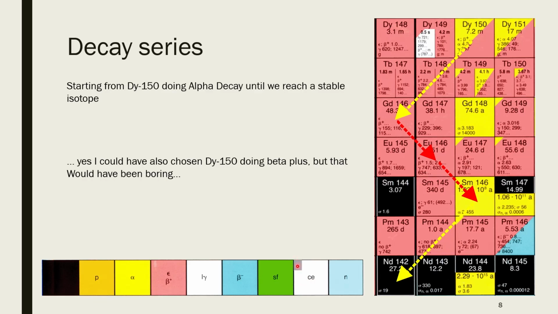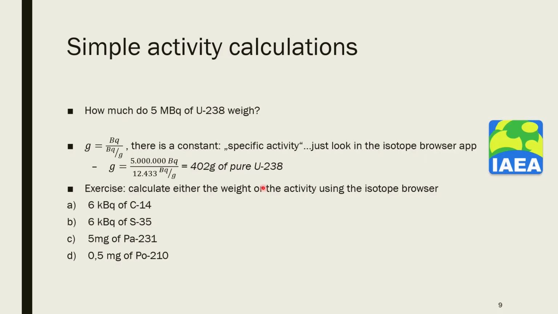So cluster emission would then be something gray at the top corner. But we were talking about alpha decay and electron capture beta plus, when talking about simple activity calculations.